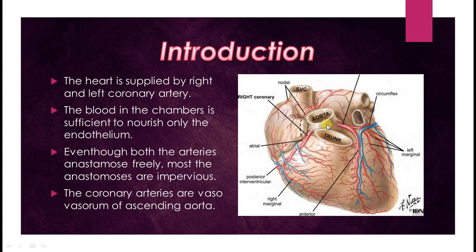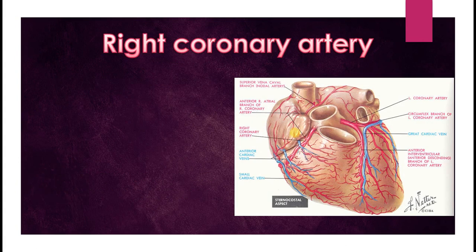So it is the right and left coronary arteries that are the only arteries which are filled during the diastole. When the heart relaxes, when the semilunar valves of the ascending aorta approximate, blood is collected in the cusps of those valves, and that blood enters into the coronary arteries. So with this short introduction, I will directly pass on to the right coronary artery.